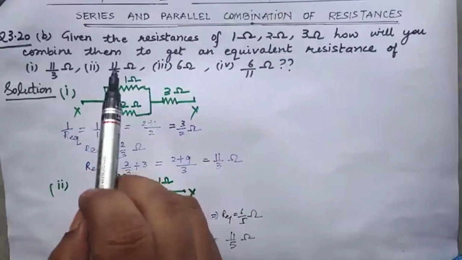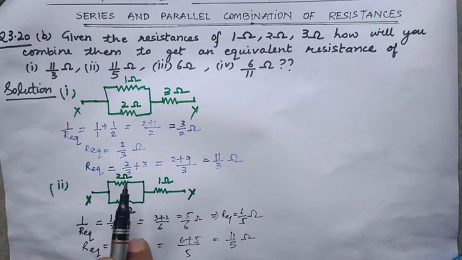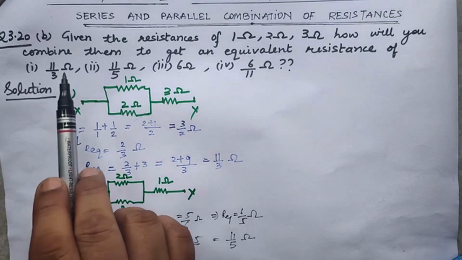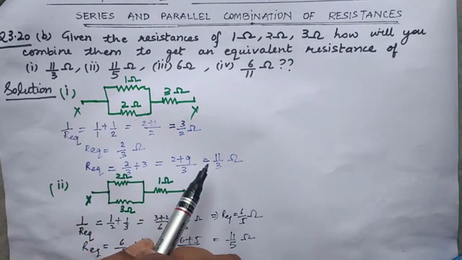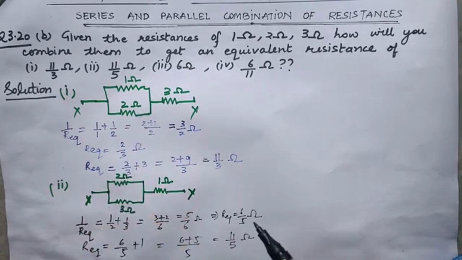So if you want to get 11 by 5 ohms, you need to connect the given resistances 2 and 3 in parallel with 1 ohm in series. And if you want to get 11 by 3 ohms resistor, then you need to connect 1 and 2 ohms in parallel and 3 ohm in series with each other.